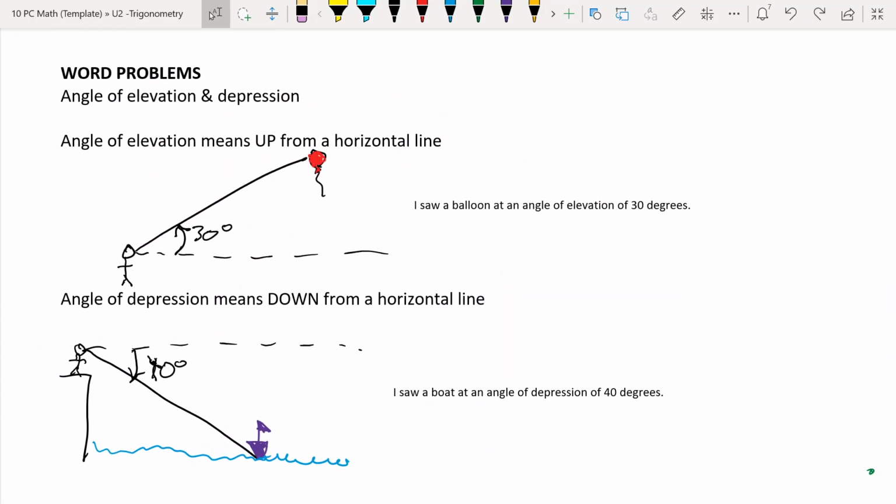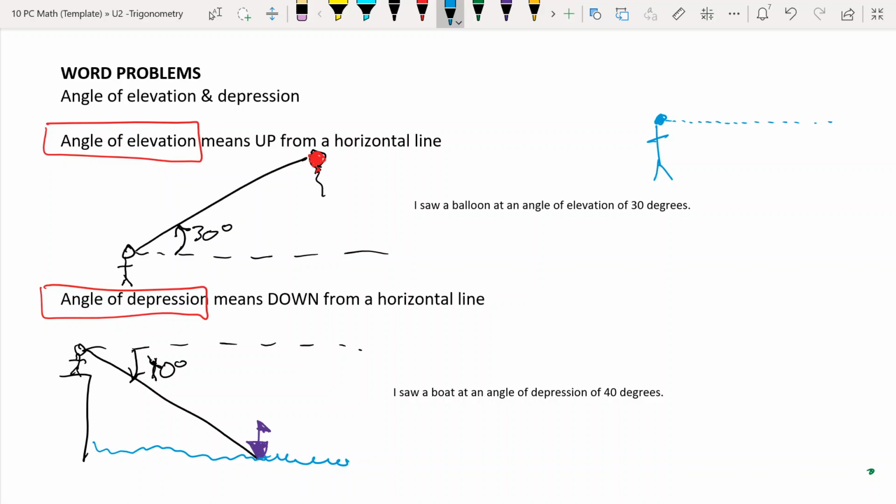You're going to start encountering word problems where it's going to say angle of elevation and angle of depression. In both cases, from whatever it is you're measuring from, like a person, you're measuring a horizontal line through the air, as if they're holding their arm out flat in front of them. If it says angle of elevation, that means you go from that imaginary horizontal line and you go up. So in this question, I saw a balloon at an angle of elevation of 30 degrees. That means from my horizontal sight line, I'm going to go up 30 degrees, and then that's where the balloon would be up in the sky.